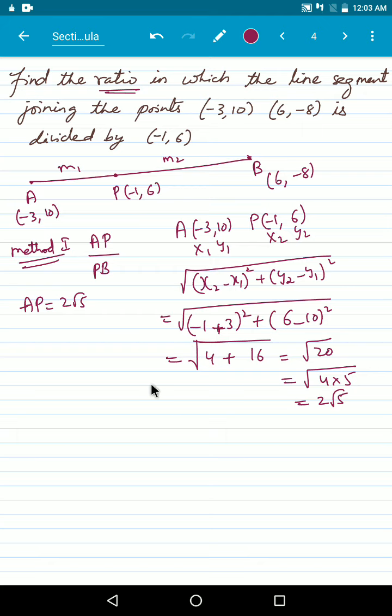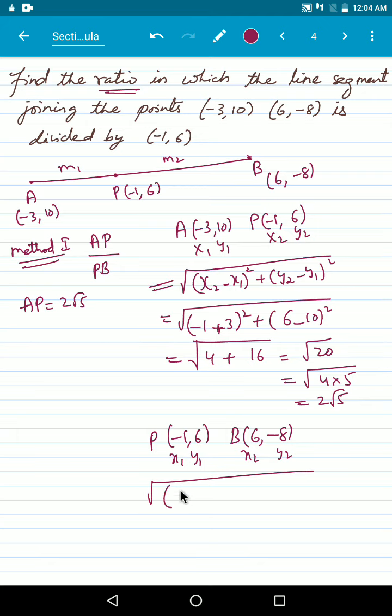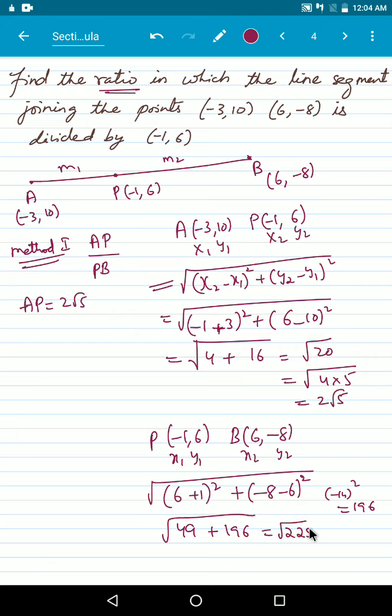Alright, let us find PB. P is (-1, 6) and B is (6, -8). So this is x1, y1, this is x2, y2. Use the distance formula again. x2 minus x1, that is 6, minus of -1 is plus 7, whole square. y2 minus y1 whole square. So 7 square is 49, plus -8 minus 6 is -14, -14 square is 196. So 49 plus 196 will give us 225.